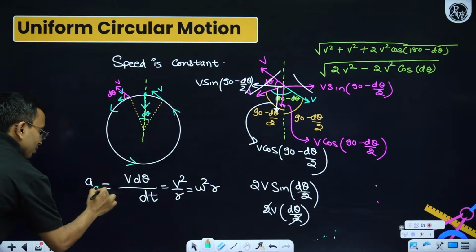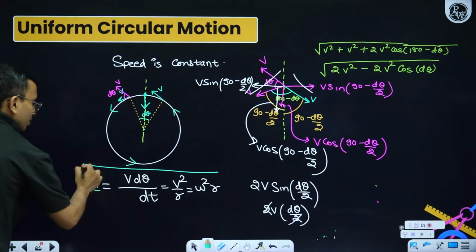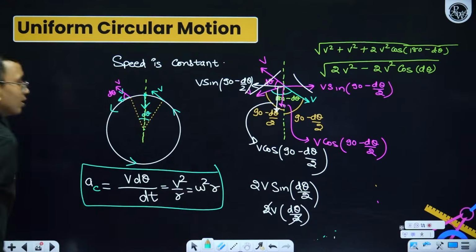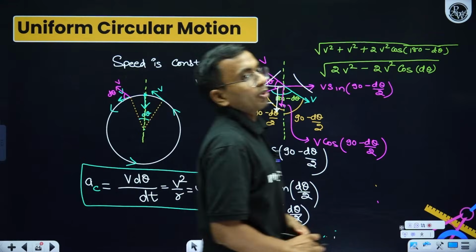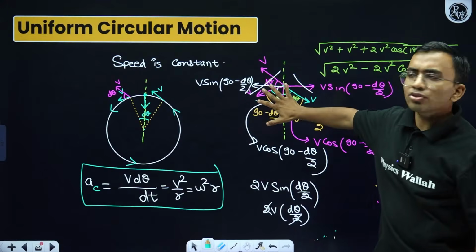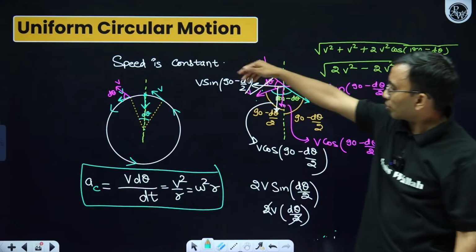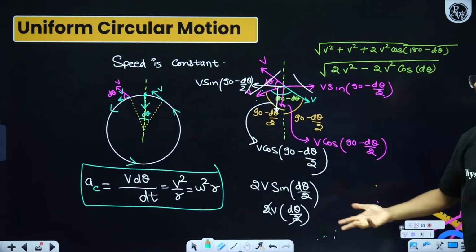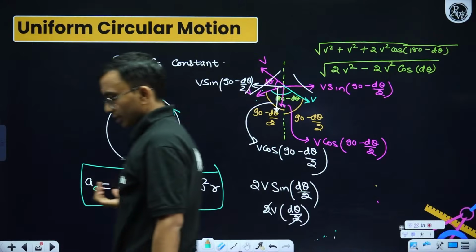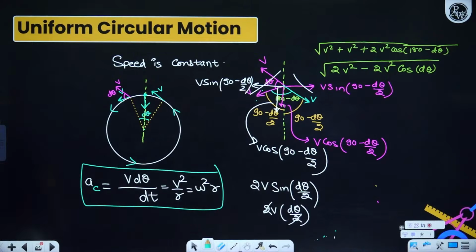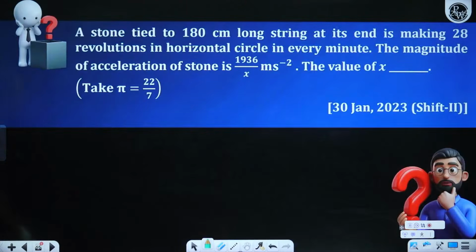This acceleration is towards the center. This we are calling my centripetal acceleration, v square by r or omega square r. Why is tangential acceleration not here? Because it is uniform circular motion. We are considering the speed is constant. The speed is not changing. So we are just getting the centripetal acceleration.